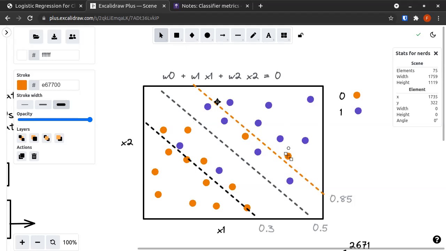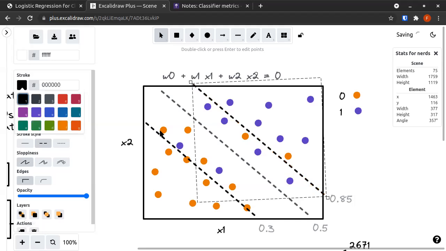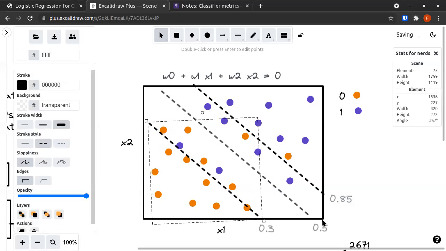So all of these purple points below this line are not going to get flagged for the diagnostic. So in this case, the cost of, let's say, misclassifying a positive example as negative is much higher than the cost of misclassifying a negative example as positive. So you would probably pick this line, so the threshold here.